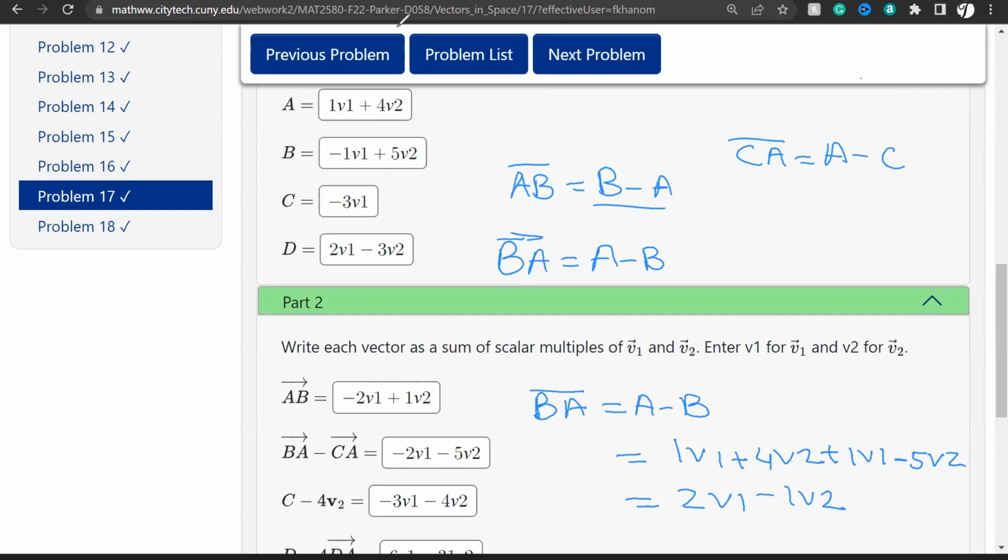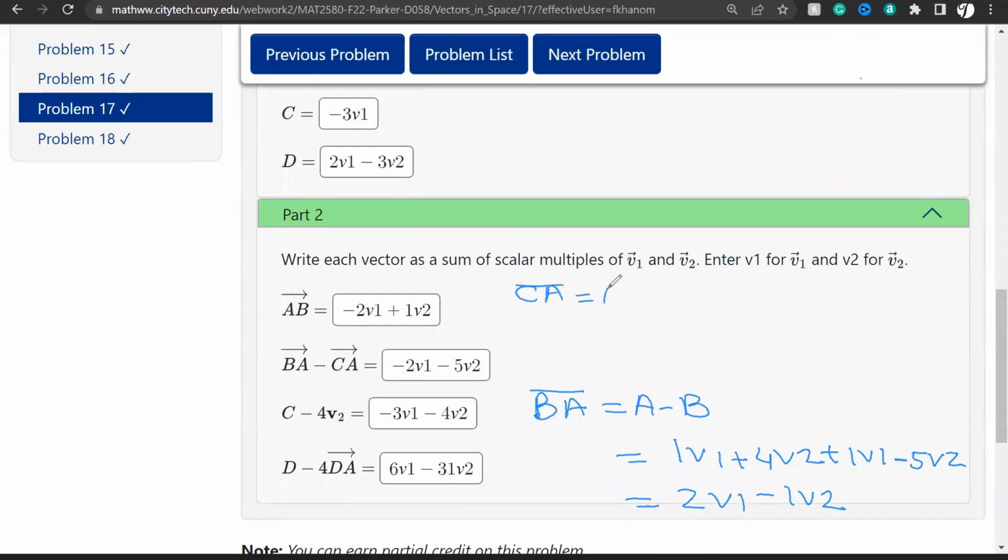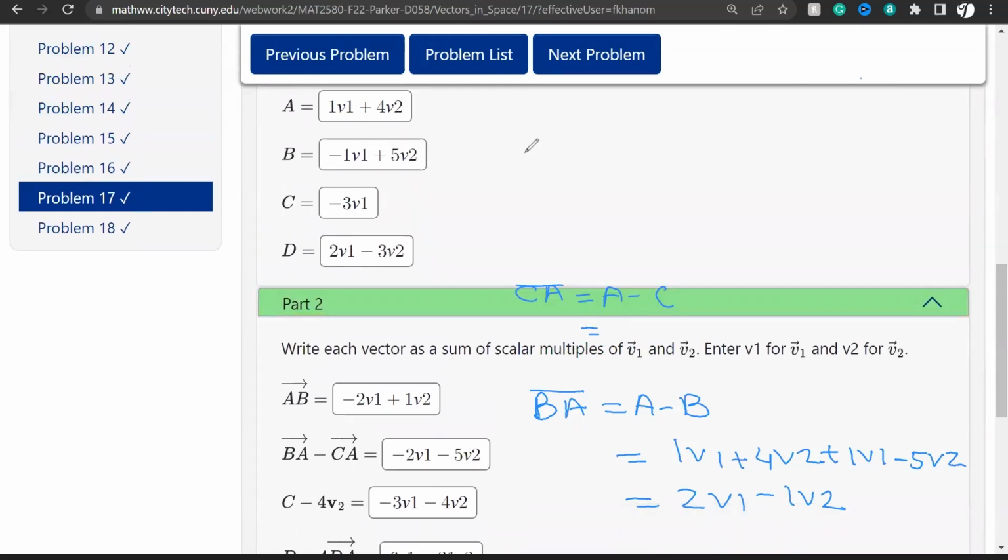And now we're going to find CA. My CA is A minus C. So let me draw it here. A minus C, my A is 1 V1 plus 4 V2, and then my negative C is positive 3 V1. So it's going to be equal to 4 V1 plus 4 V2.